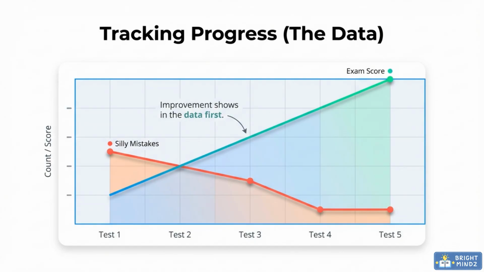Here's how to think about progress with this system. Scores usually don't jump overnight. What changes first is the data underneath, the number of silly mistakes, the questions you leave blank, the times you run out of minutes. As those problem counts drop test after test, your total score line slowly turns upward. So after every practice, don't only ask, "What mark did I get?" Ask, "Which mistakes disappeared this time?"